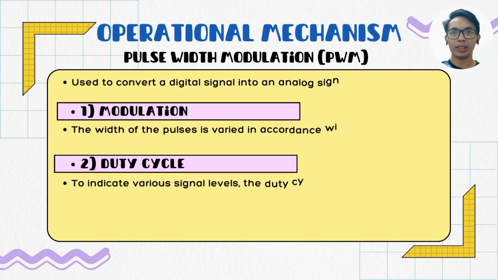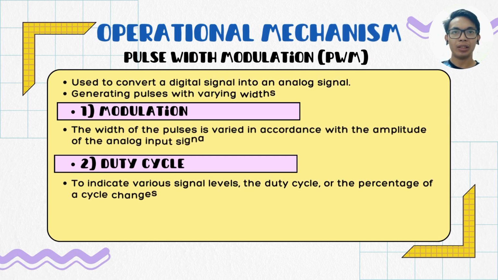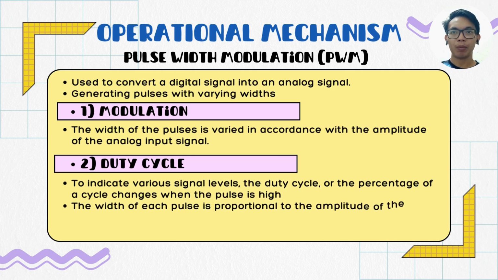For pulse width modulation, PWM is a technique used to convert a digital signal into an analog signal. PWM generates pulses with varying width. During modulation, the width of the pulse is varied in accordance with the amplitude of the analog input signal. To indicate various signal levels, the duty cycle, or the percentage of a cycle when the pulse is high, changes. The width of each pulse is proportional to the amplitude of the signal, while the frequency remains constant.